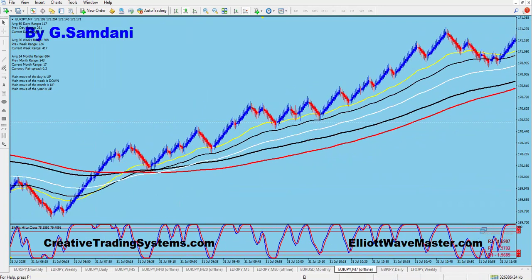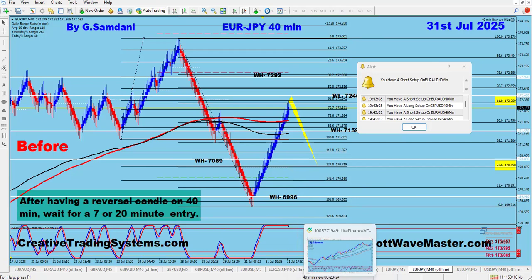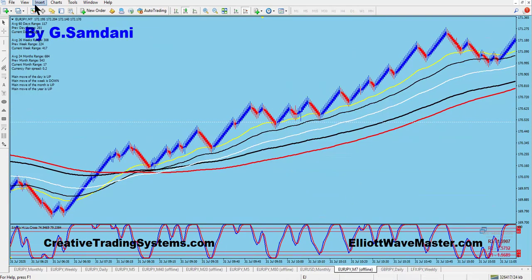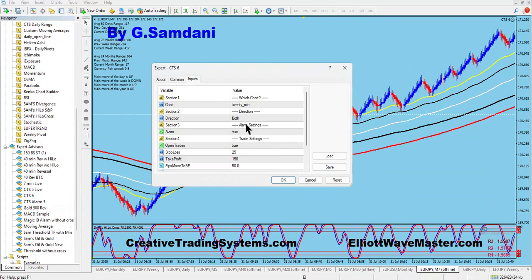The idea is that if you have a reversal candle after this big move to the downside, you don't want to go short at all, at no cost. You only want to go long. Then you place your robot on the 7-minute chart and make it long only. You have a choice there, right? On a 7-minute chart, to make it long only. Let's say I have 6 here. You see it says the direction is both? Direction is either long or short, so you select long only.